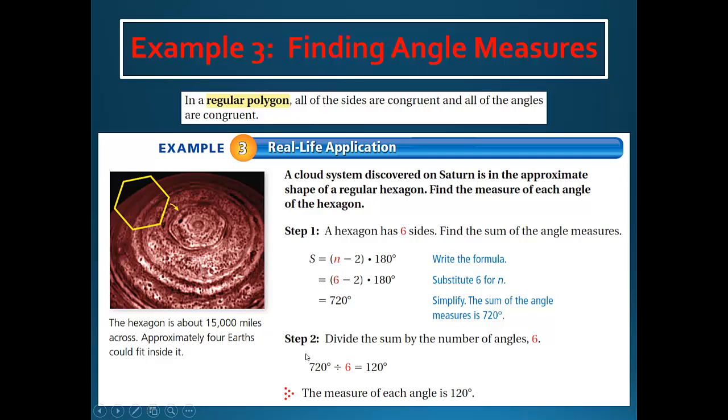Now we're going to take that number and divide it by the number of angles, which is 6. So 720 degrees divided by 6 equals 120 degrees. So the measure of each angle is 120 degrees.